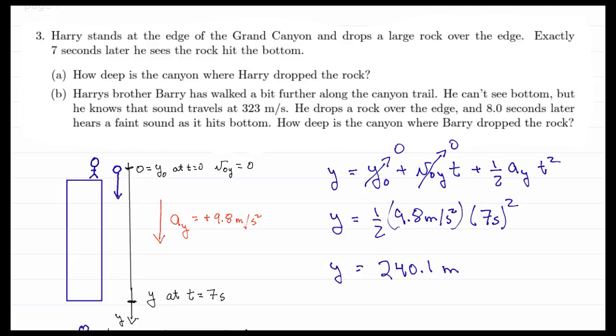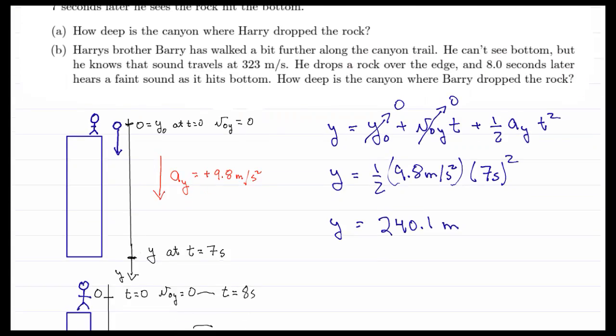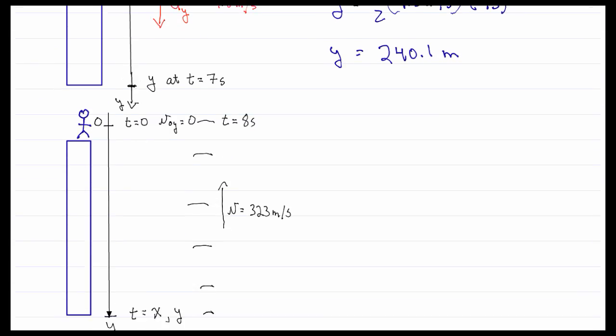Now, what about part B? Harry has a brother who walked a little bit further along the canyon, and he drops a ball. He doesn't see the ball hit the ground, but he does hear the ball hit the ground 8 seconds later. And now we're asked to figure out how deep the canyon is where Barry dropped the rock. I've already set up the motion diagram for this.